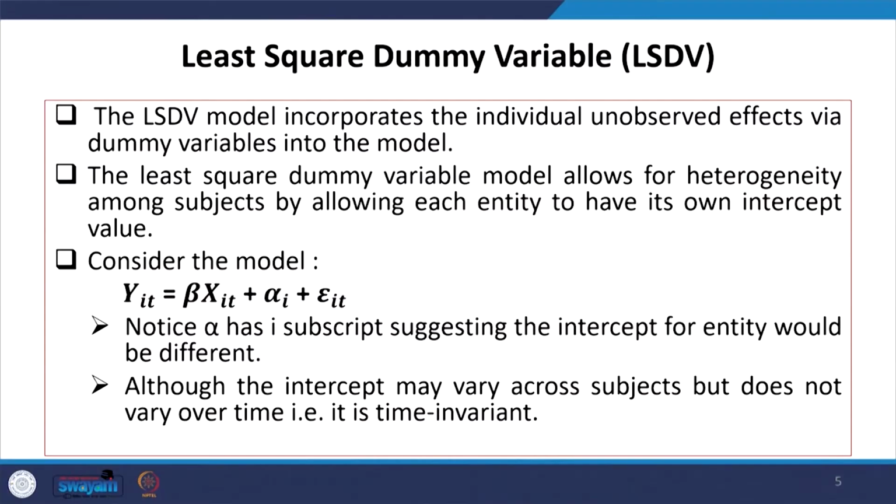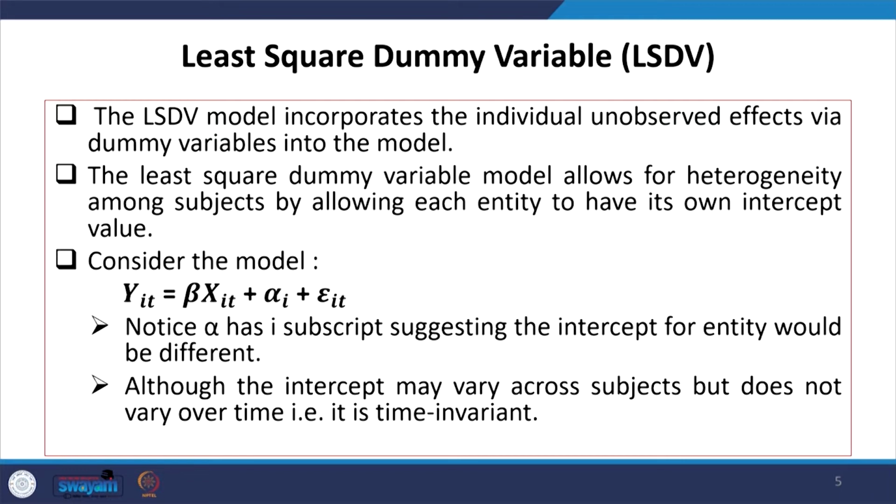The LSDV model incorporates the individual unobserved effects via dummy variables into the model. The least square dummy variable model allows for heterogeneity among subjects by allowing each entity to have its own intercept value. So, through the dummy variables, each entity has its own intercept value.